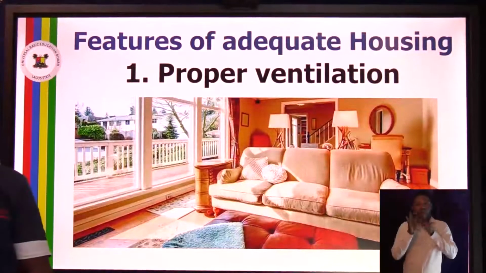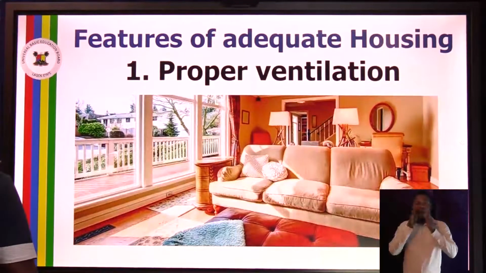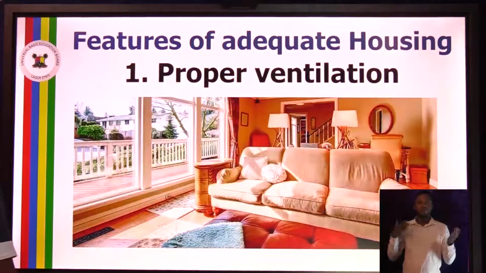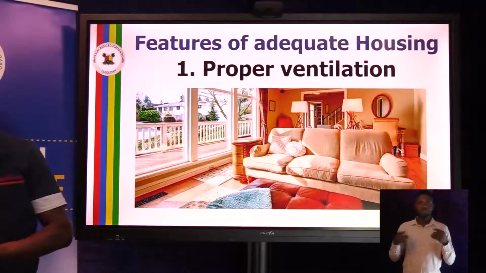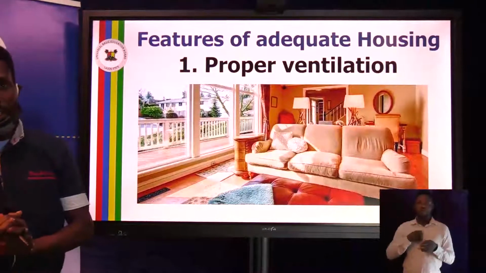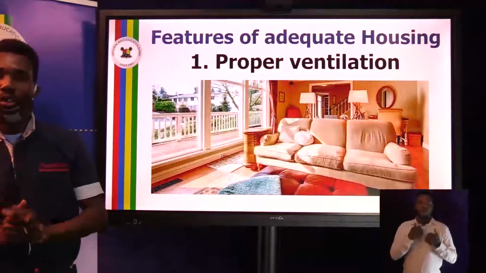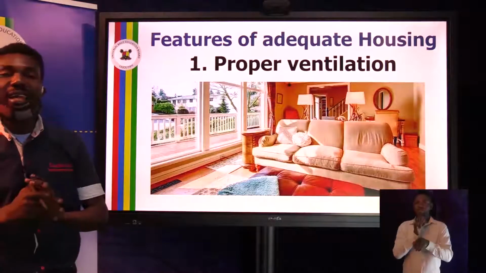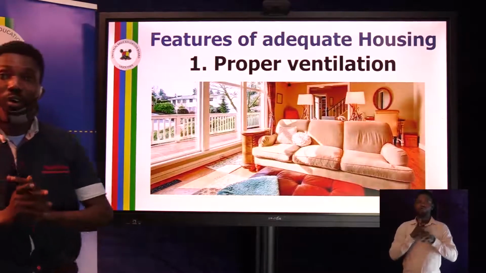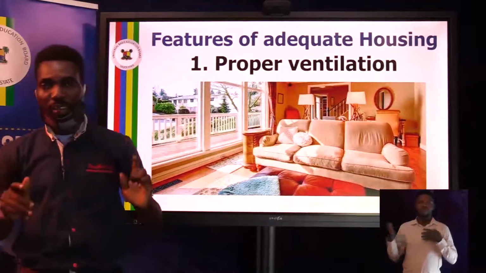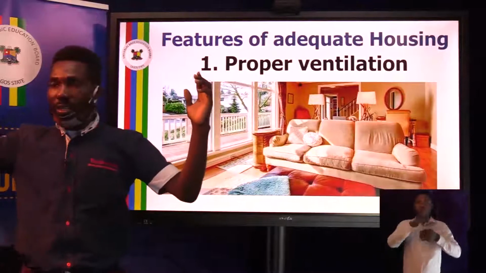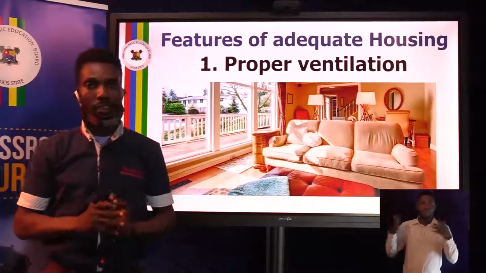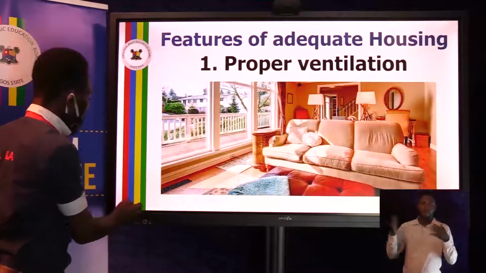Features of adequate housing. The first one is proper ventilation. When we talk about ventilation, we are saying that the house should have enough space for air to go in and move out. It is advisable to have cross ventilation, which is having windows on your right-hand side and your left-hand side so that you have enough air in such a house.